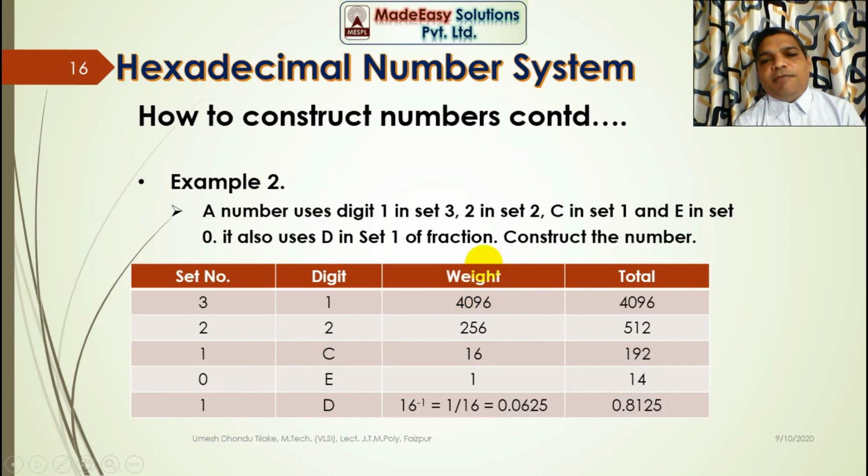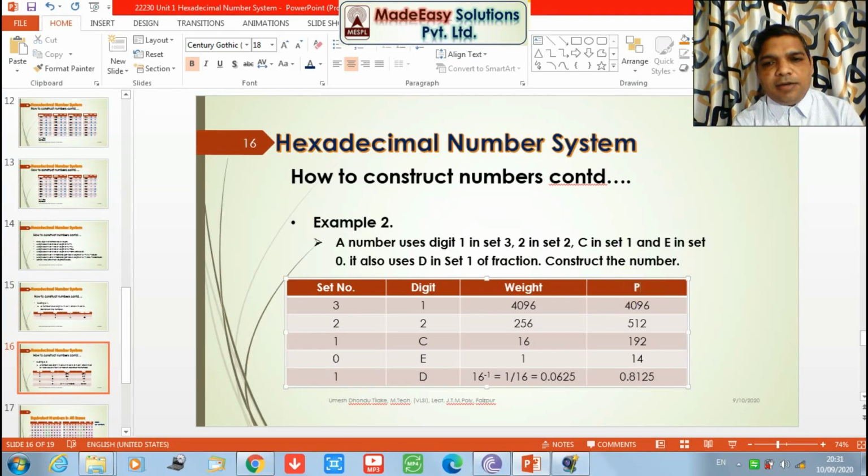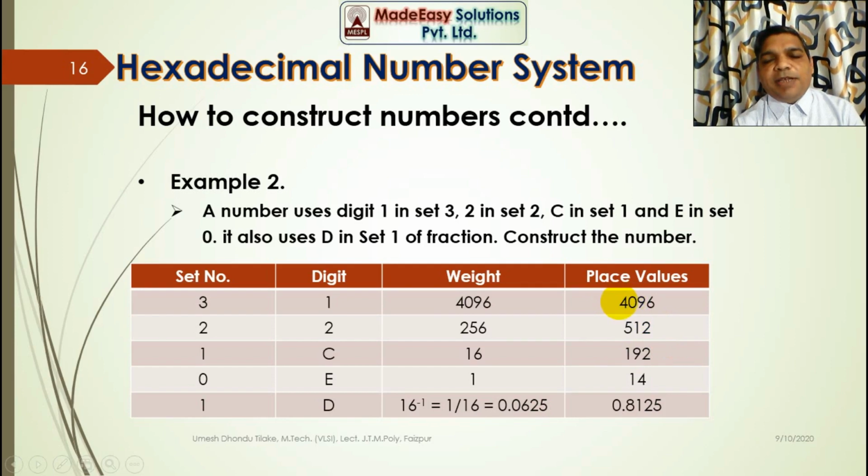So let's find out the weights. So set 3 has a weight of 16 power 3 is equal to 4096. Set 2 has a weight of 16 power 2, that is 256. Set 1 has a weight of 16 power 1, that is 16. Set 0 has a weight of 16 power 0, that is 1. And set 1 in fractional part has a weight of 16 power minus 1, that is equal to 1 by 16 is equal to 0.0625. Now let's find out the place values. So I'll edit here. So let's find out the place values.